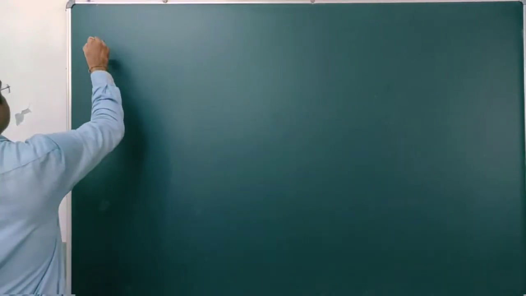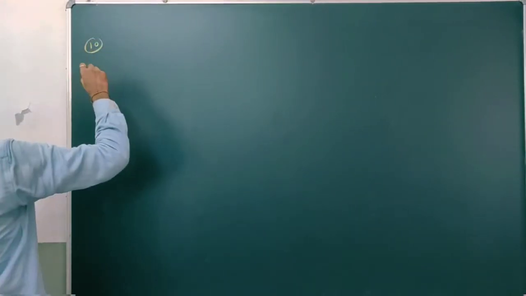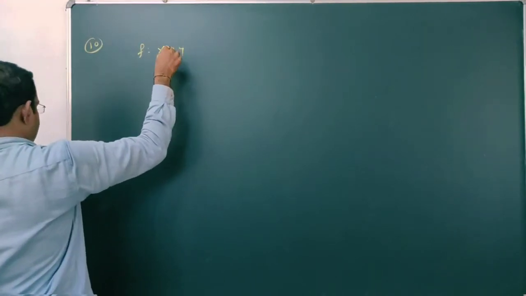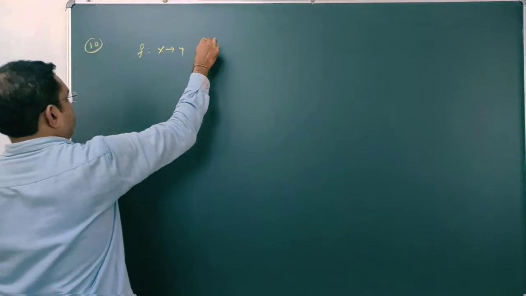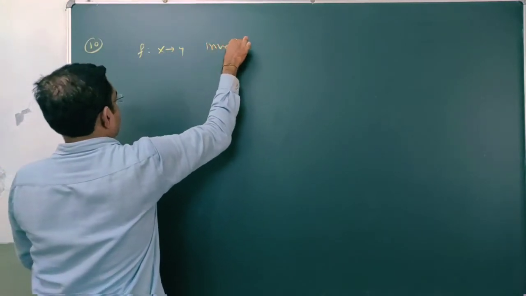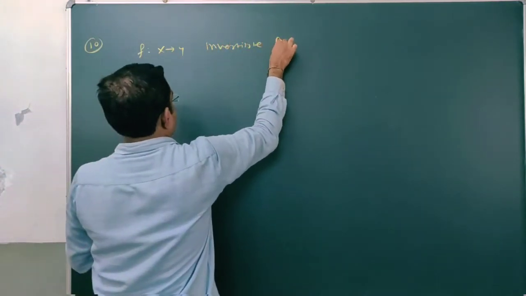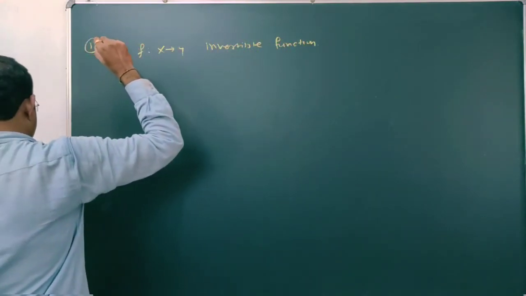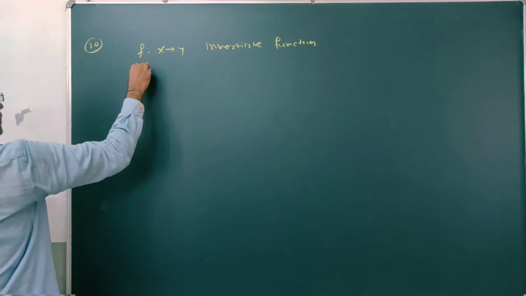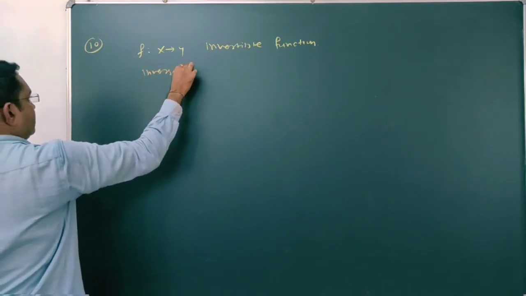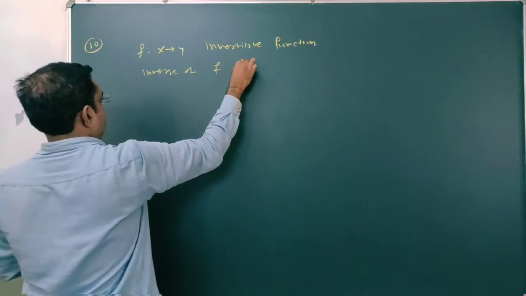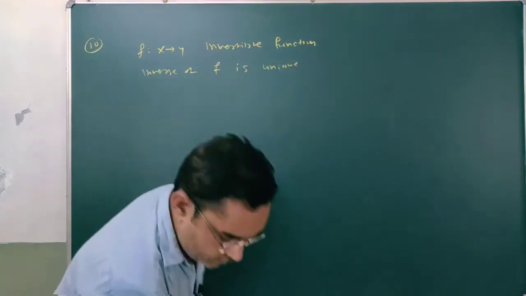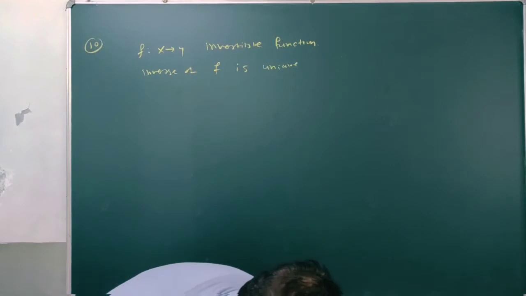Question number 10. So here function f from x to y is given. This function is an invertible function, and hence we have to show that f has a unique inverse. Inverse of f is unique. We have to prove that it is unique. Done.